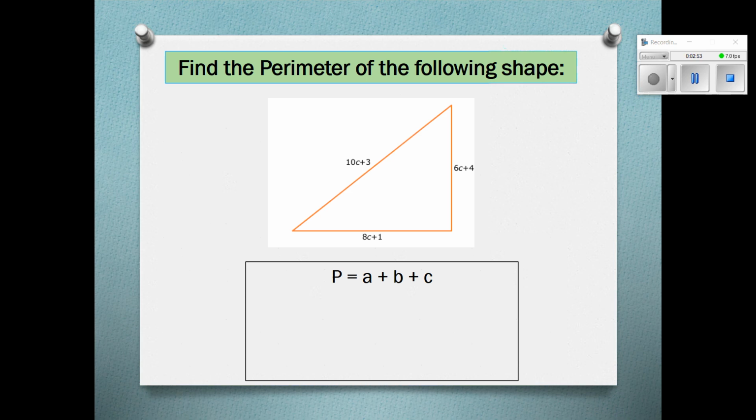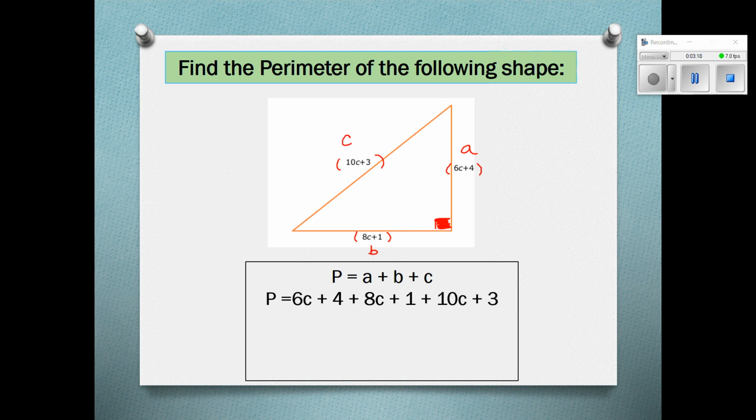We can use the same thing when figuring out the perimeter of a triangle. We want to add together all of the outside dimensions. So we're going to call this side A, this side B, this side C. Remember with the Pythagorean theorem, when you have a right triangle, our legs are A and B and our hypotenuse is C. All we have to do is add three sides together. So we have three binomials that we're going to be adding together.